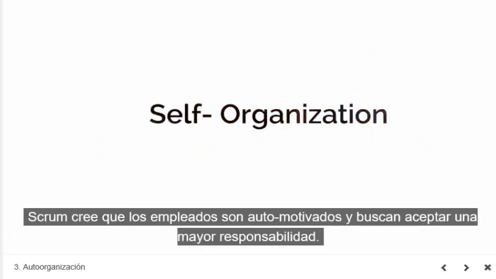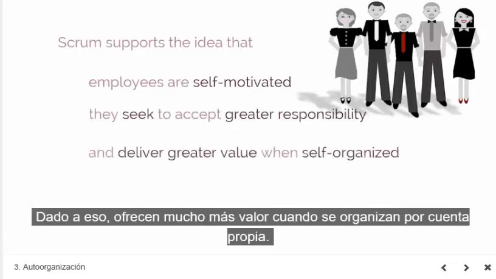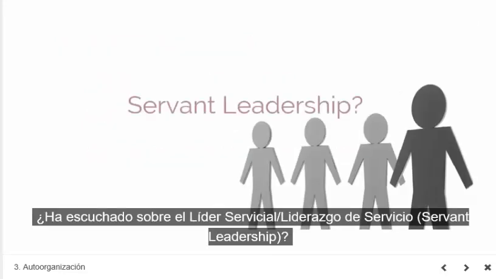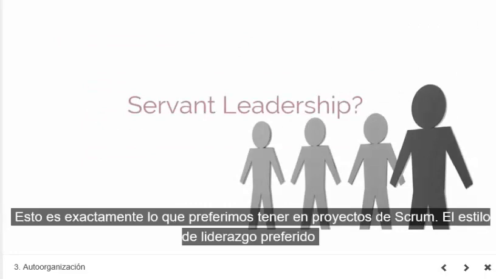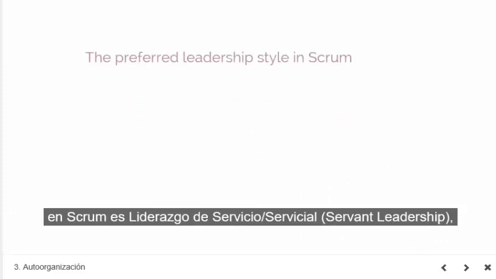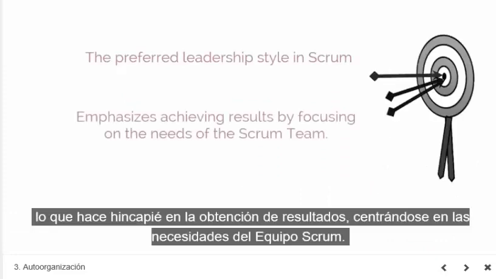Scrum supports the idea that employees are self-motivated and that they seek to accept greater responsibility. So they deliver much greater value when self-organized. Have you heard of servant leadership? This is exactly what we prefer to have in Scrum-controlled projects. The preferred leadership style in Scrum is servant leadership, which emphasizes achieving results by focusing on the needs of the Scrum team.